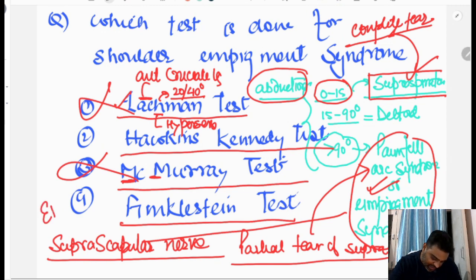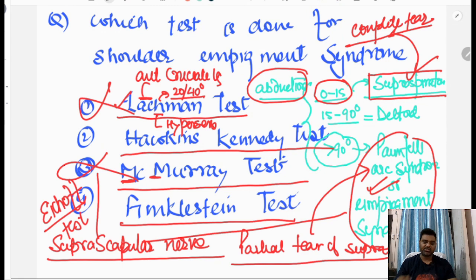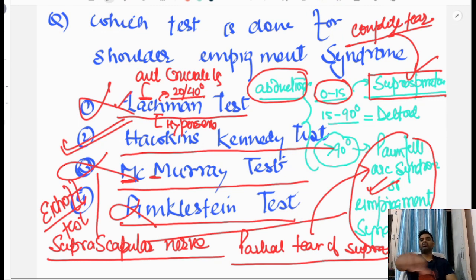That is Eichhoff test. Eichhoff test and Finkelstein test, so this cannot be answered. So the answer is Hawkins-Kennedy test. How do you do the Hawkins-Kennedy test? You put the shoulder in front of you, then you flex it, and the examiner puts his hands like this and asks the patient to elevate the shoulder, and the patient feels a lot of pain. This is known as the Hawkins-Kennedy test, done for painful impingement syndrome.